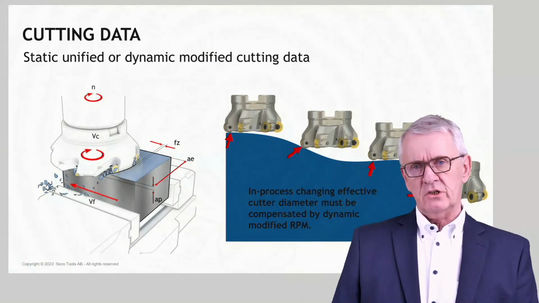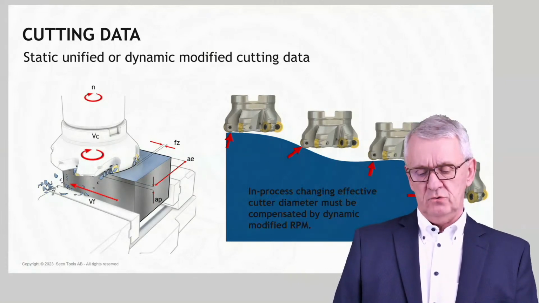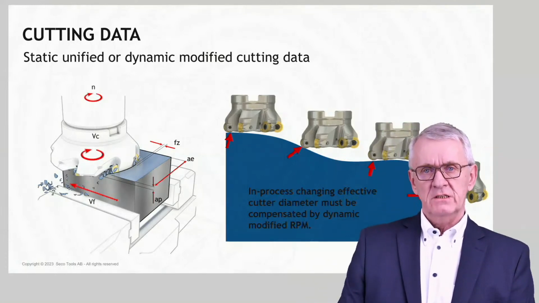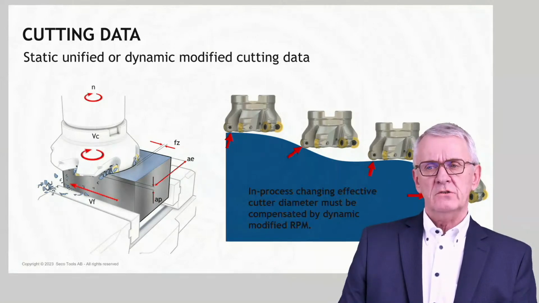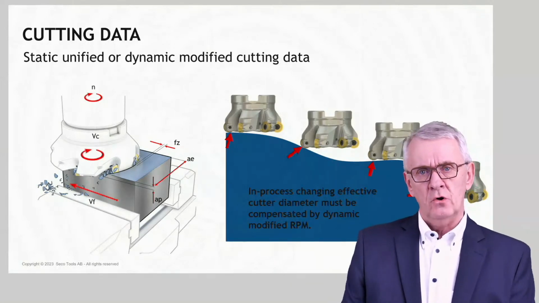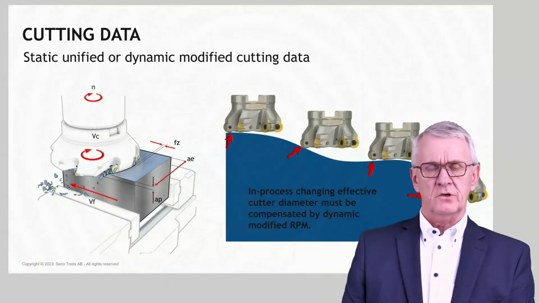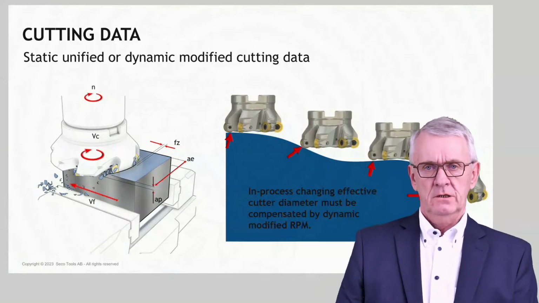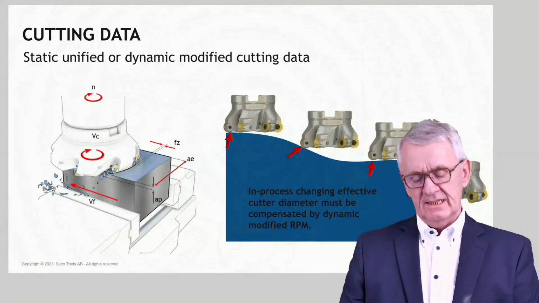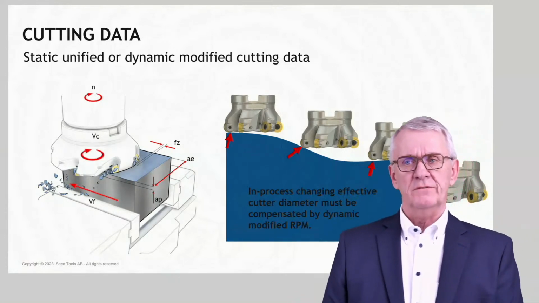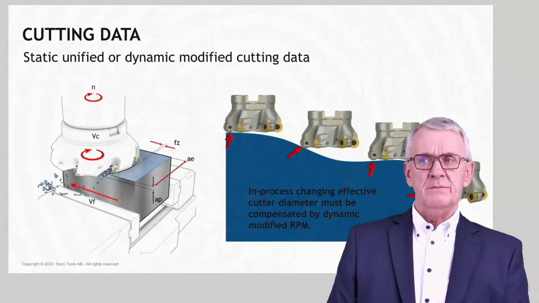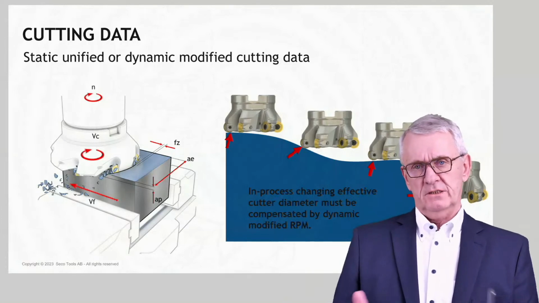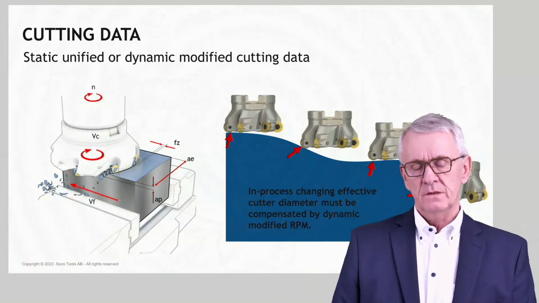If we talk about how we select cutting data, there are 2 basic strategies, or tactics I should say, that could be used here. We could work with a static unified approach to cutting conditions. That means that once and for all, we determine the cutting conditions for a milling cutter in a certain workpiece material for a certain application, and that's it. We have a feed and a speed and depth of cut, and it's fixed. That's static unified. Next to that, we have the dynamic modified cutting data approach. People very often refer to this approach in a shorter way. They call it dynamic milling.